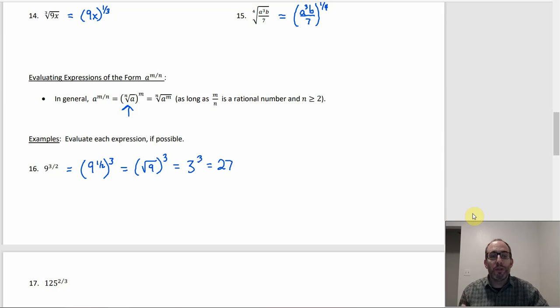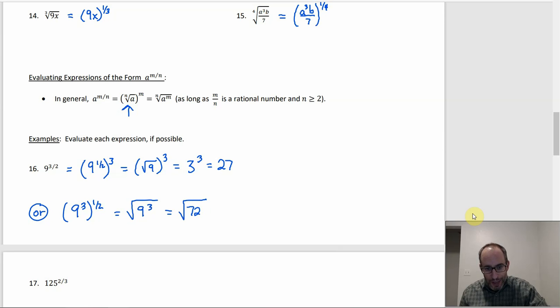Simple enough. What if you go the other way? If you go the other way, then you would have 9 cubed to the 1/2. Right, we can do that. So then we could rewrite this as the square root of 9 cubed. 9 cubed is kind of a big number. It's 729. So that's the square root of 729. And that's one that's hard to remember, that's actually 27. But you would get the same answer.